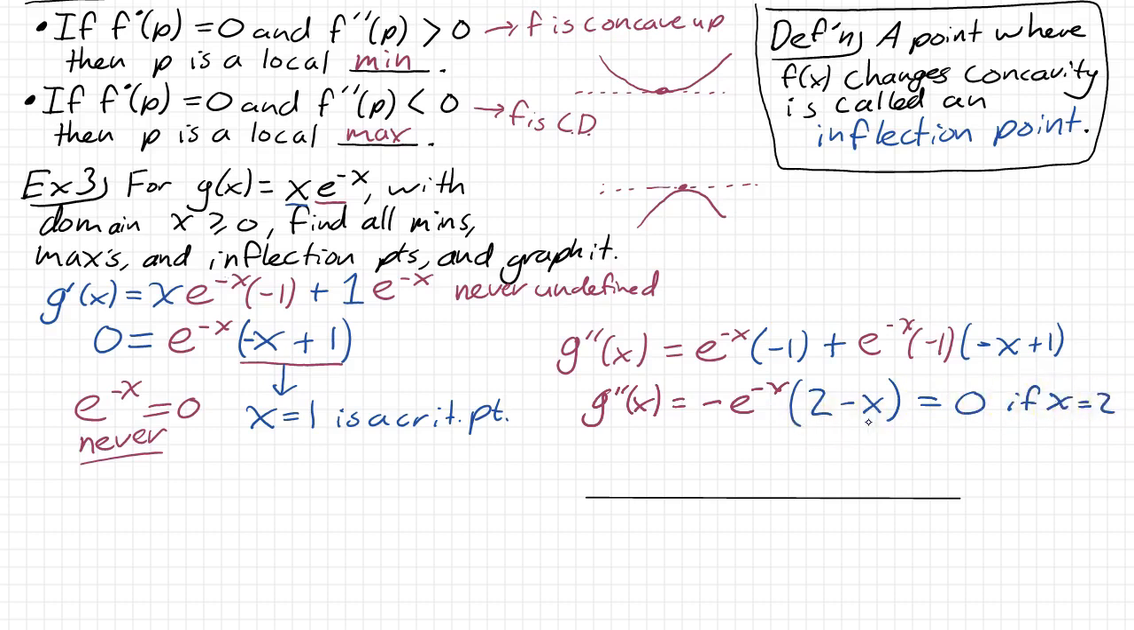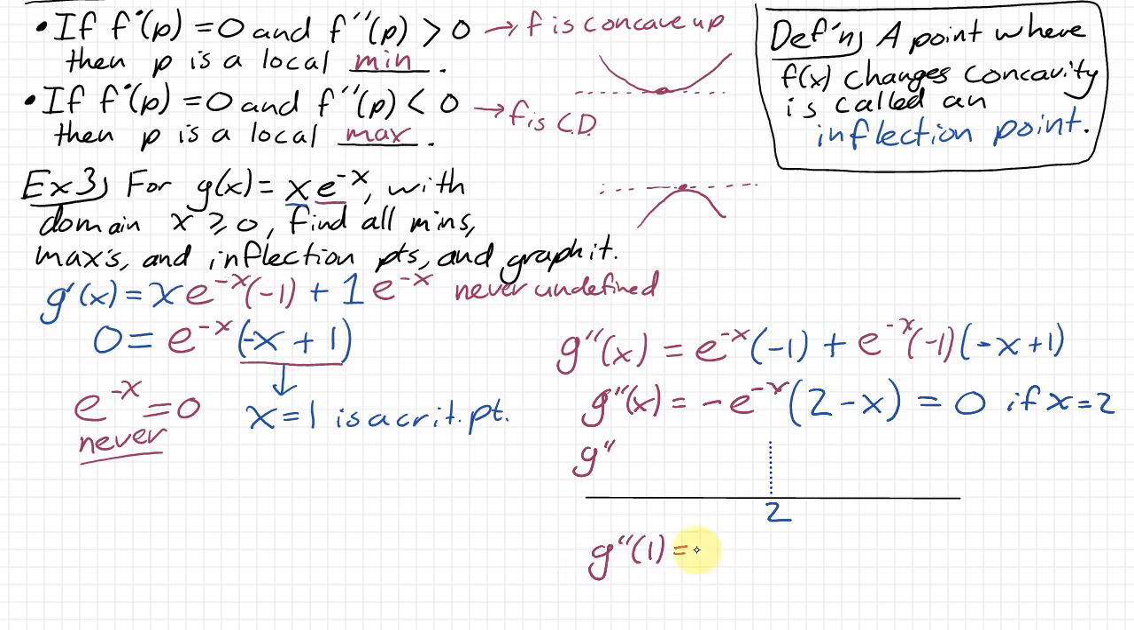That will make this thing 0. So 2 is like our critical point sort of thing, but we're not going to call it that because that's only for first derivatives. And if we want to graph g double prime here to figure out where it's positive and where it's negative, first I would just plug in a number less than 2, like 1, and find g double prime of 1. Let's do that right here.